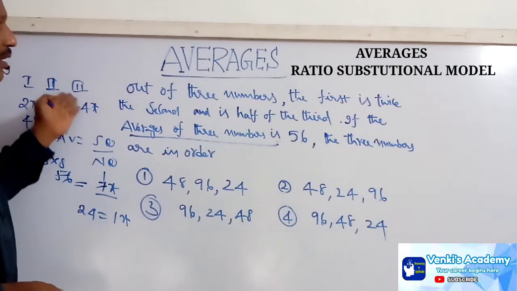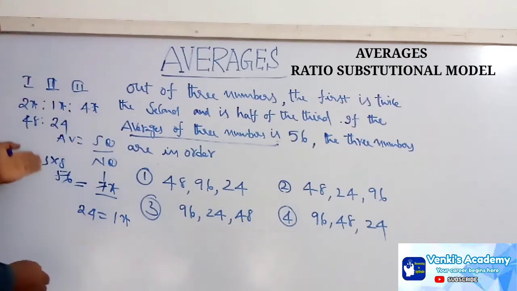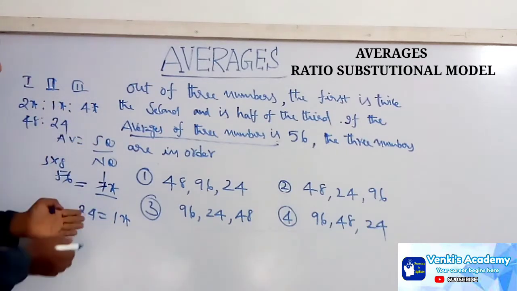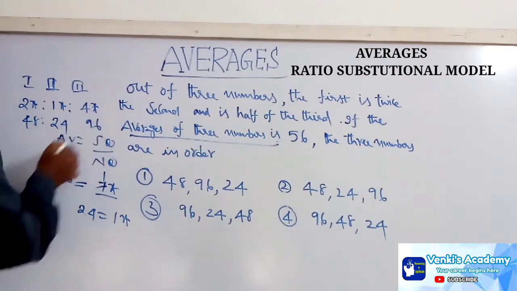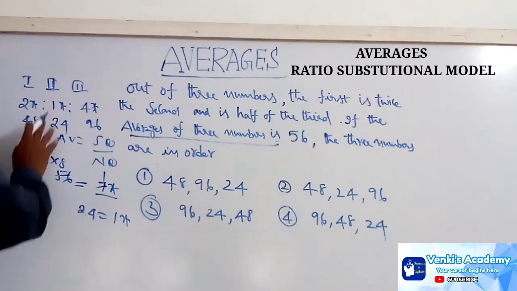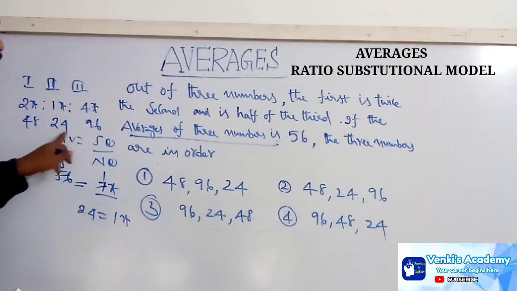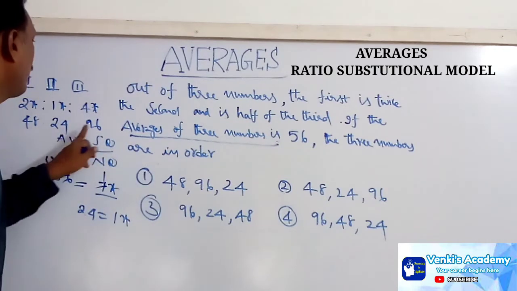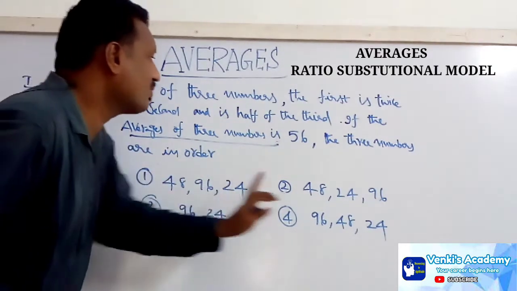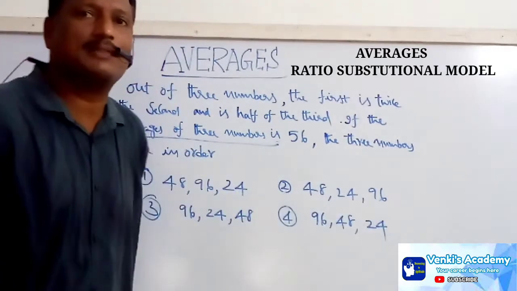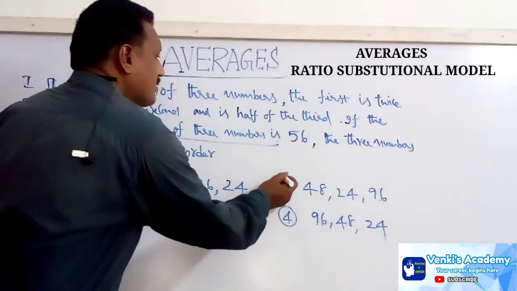Similarly, the third number is 4 parts. So 1 part is 24. 4 parts means 24 fours are 96. So we get the answer 48, 24, 96. The option is 48, 24, 96. The second option is the right answer.